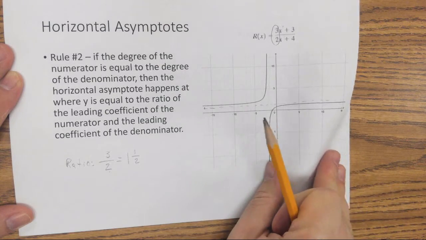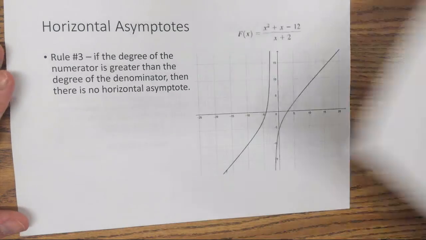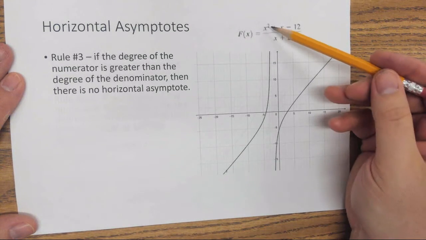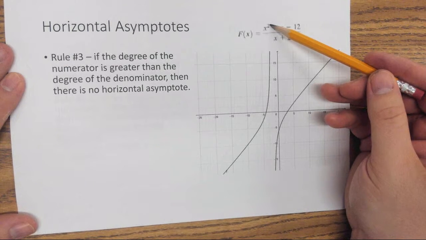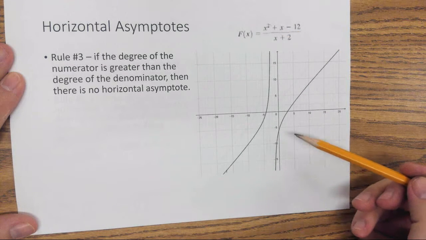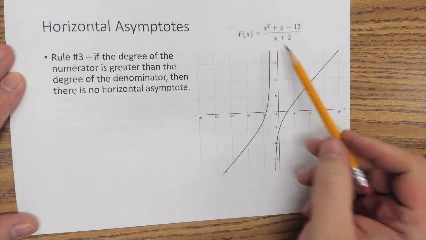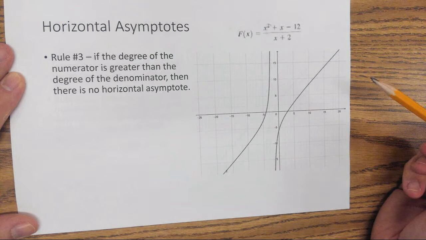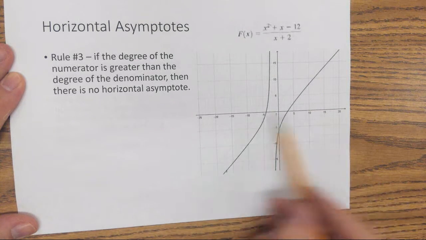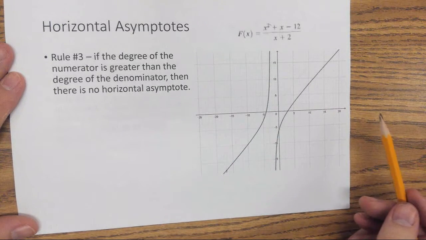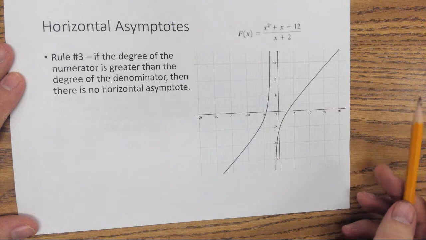Alright, last rule. This one isn't too bad either, just a lot to remember. If the degree of the numerator is greater than the degree of the denominator, then there is no horizontal asymptote. So there's no work to do here for the horizontal other than determining if the degrees are greater. And if they are, no horizontal. You can see if I drew any kind of horizontal here, that line is going to cross it, whatever. Alright.